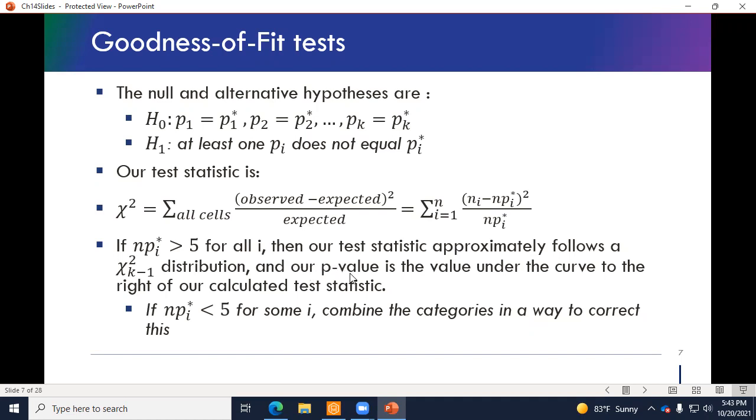To follow the flow of the hypothesis test, we would need to get a p-value. In this particular case, the p-value is the area under the curve to the right of your test statistic. So it would always be your right tail probability. And if this condition is not met, you will just combine some of the categories to make it satisfy this condition. So we have to take care of this in order to use this chi-square test.